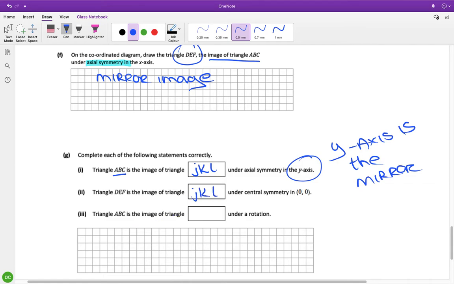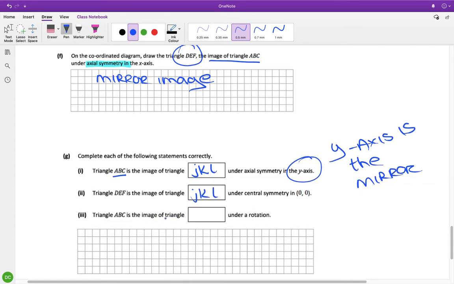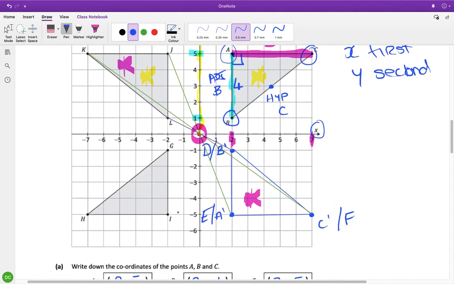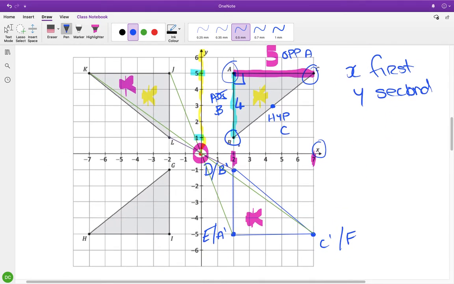And triangle ABC is the image of which triangle under a rotation? Could I rotate? No. So you have to try and think, if I were to take that and kind of rotate it that way, would it end up looking like this? Like it would if I flipped it over a few times.